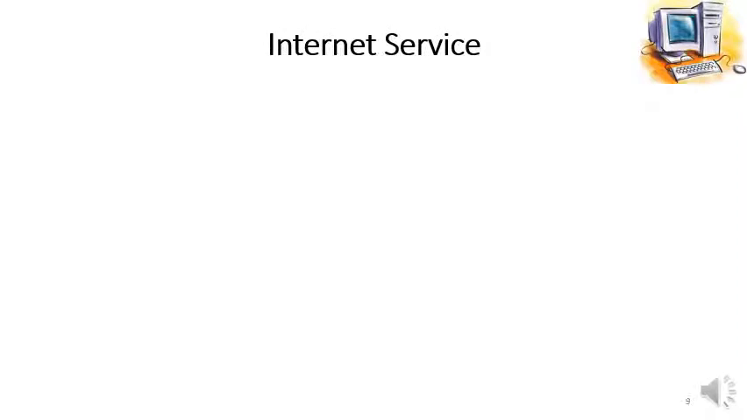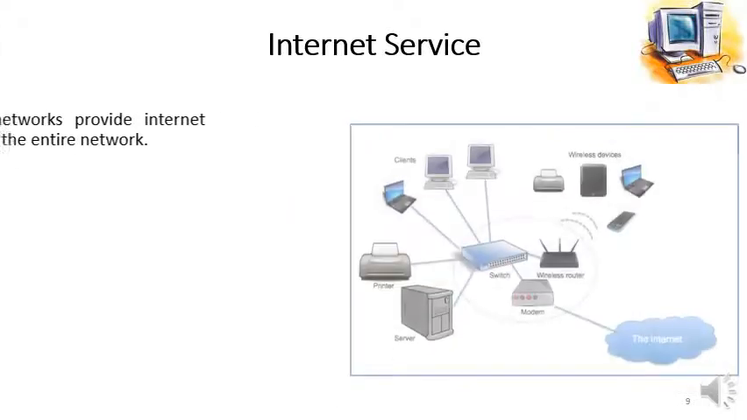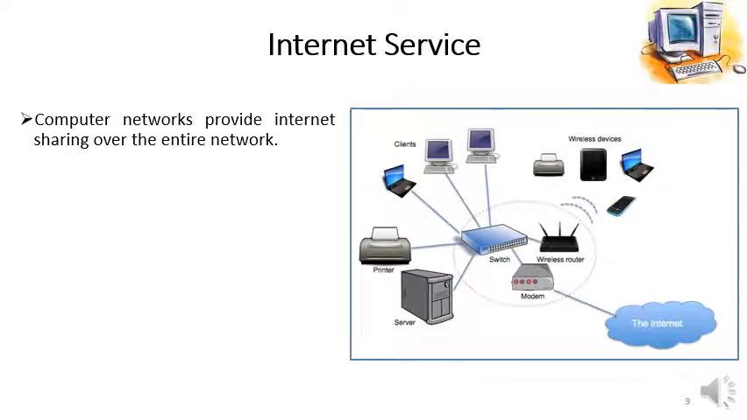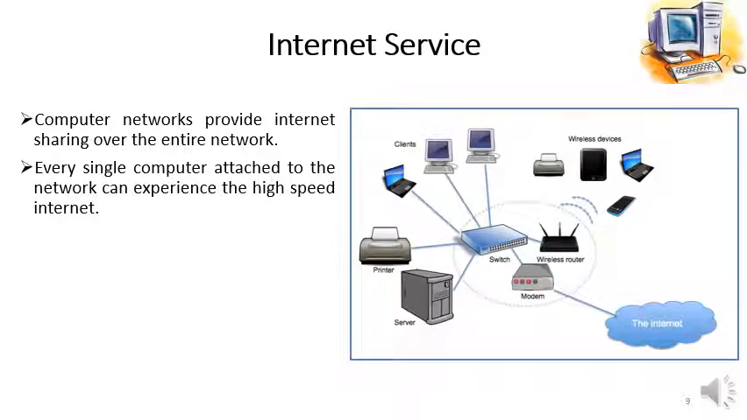Finally, internet service is also an advantage provided by the network. Computer networks provide internet sharing over the entire network. This is the image that we discussed in the first slide, that here the internet connection is shared among all the devices which are connected with the switch and to the wireless router. So this is called internet service, and this is called internet sharing. Internet sharing is also provided by the network. Every single computer attached to the network can experience high-speed internet.